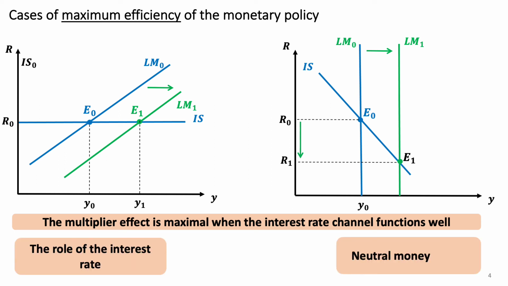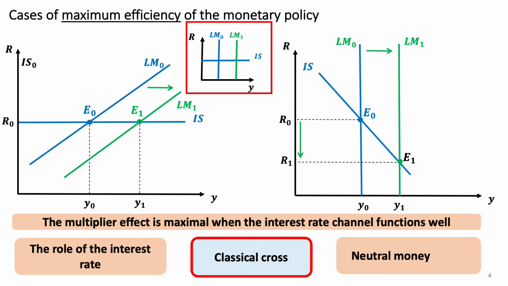Overall, we can see that the multiplier effect is maximal when IS is horizontal and LM is vertical. In the extreme case that combines these two cases, the classical cross, we have a total efficiency of the monetary policy. Once again, remember that we are in the short term here. So we reason at fixed prices and wages. When later on we change these assumptions, these conclusions will be nuanced.